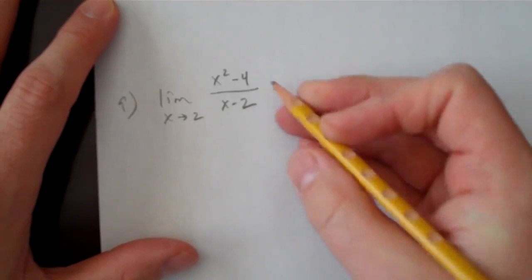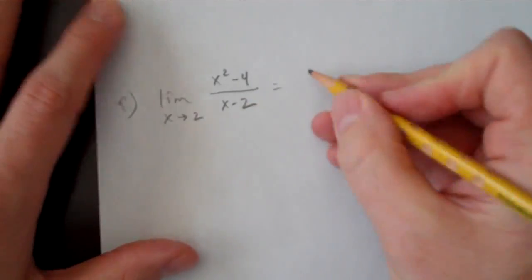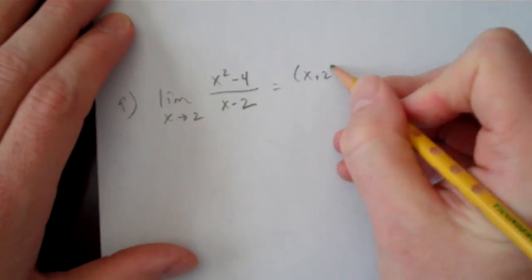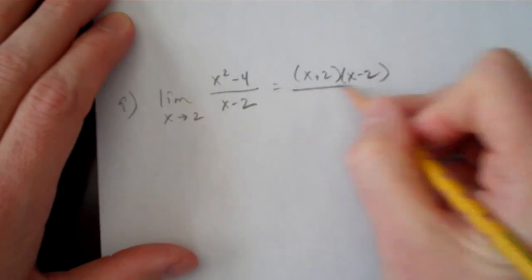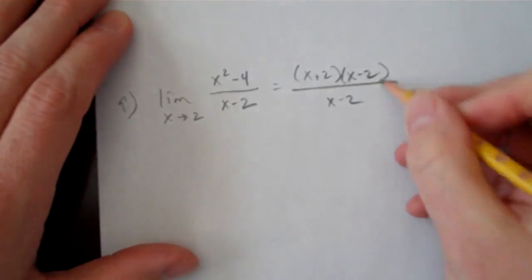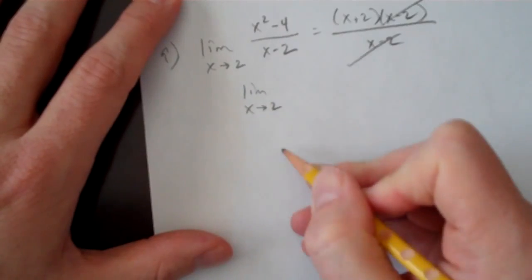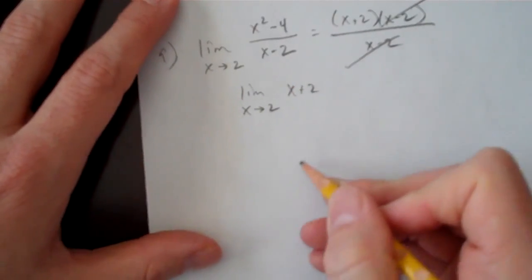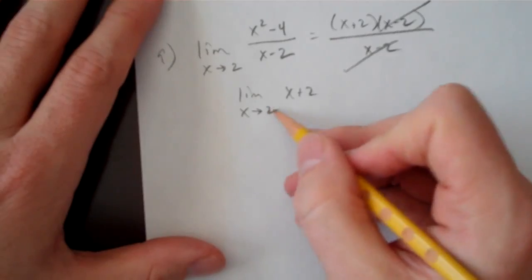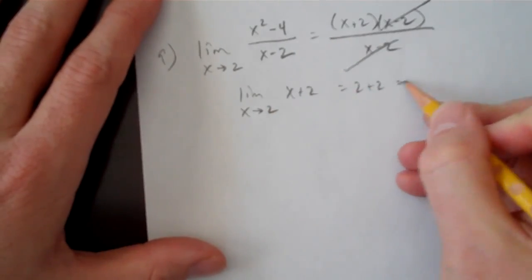So what we do now is we look to factor, primarily. That's the difference of squares. Hopefully you recognize that as x minus 2 and x plus 2. If I do that and cross them out, now I can rewrite this as a new limit, just x plus 2. Well, now if I plug in 2 there, I get 2 plus 2, I get 4.